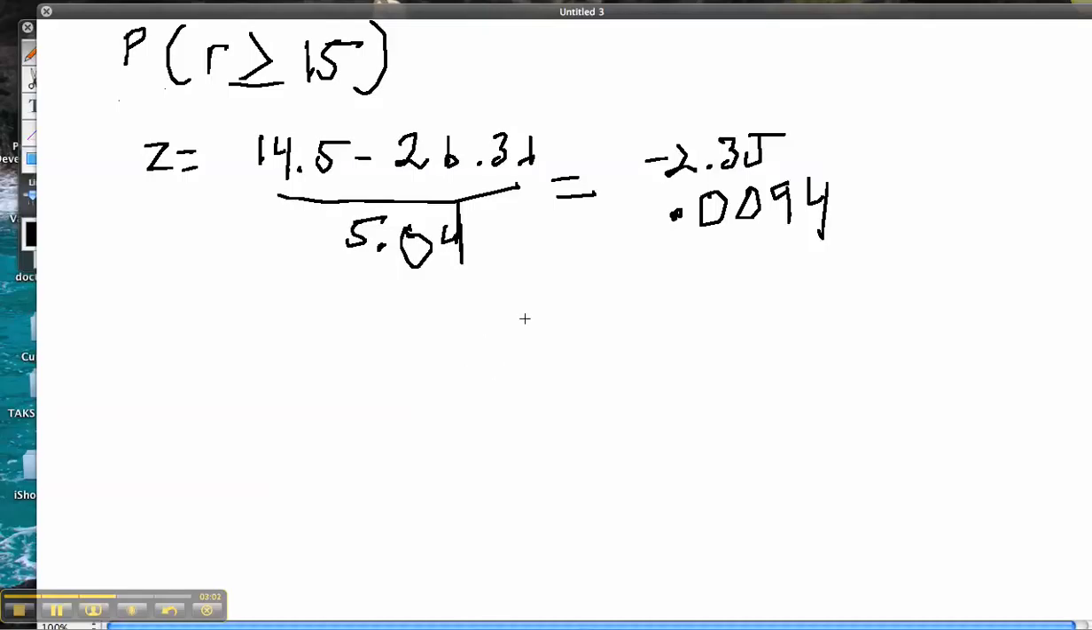And that equals out to be negative 2.35, which the area under the curve would be 0.0094, which would be to the left of negative 2.35 on the curve. Because remember, you have your curve, or at least a version of it. And let's say negative 2 is here, so this would be less than.